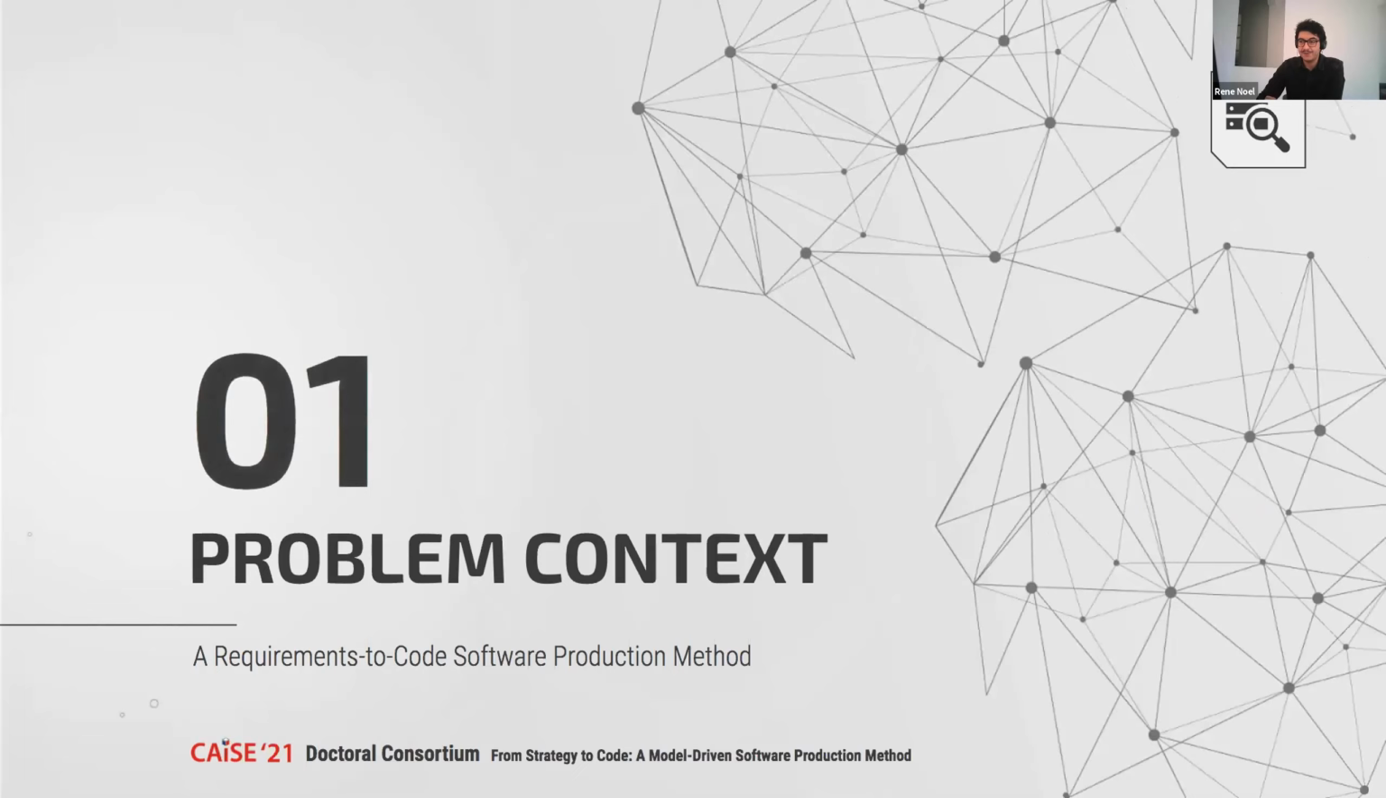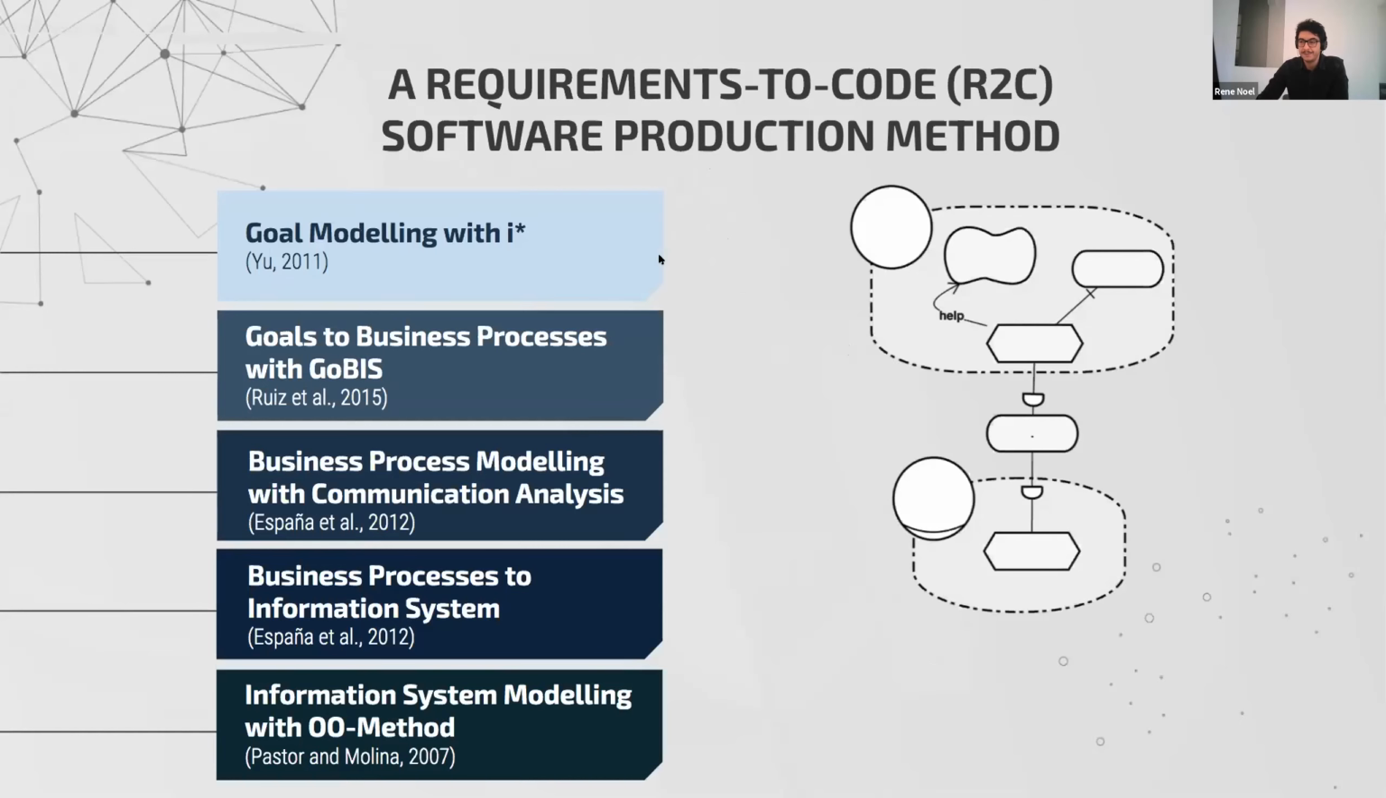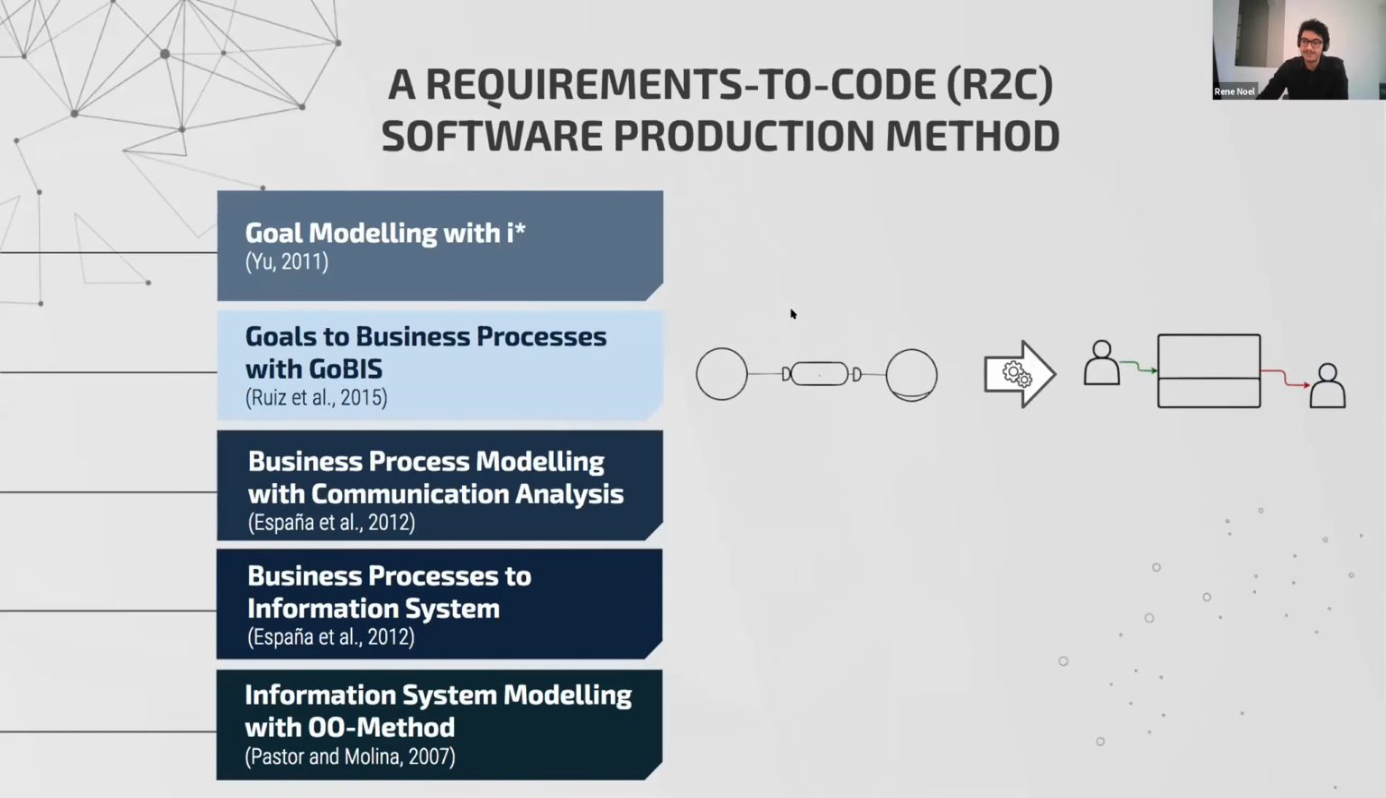The context of my research is an existing requirements-to-code software production method that starts with modeling the system stakeholders as well as their goals and social dependencies with iStar. These models are then mapped into parts of the business process model using the GoBIS technique, which allows representing social dependencies as communicative events between actors. We use communicative events because it's a construct of the Communication Analysis requirements engineering method.